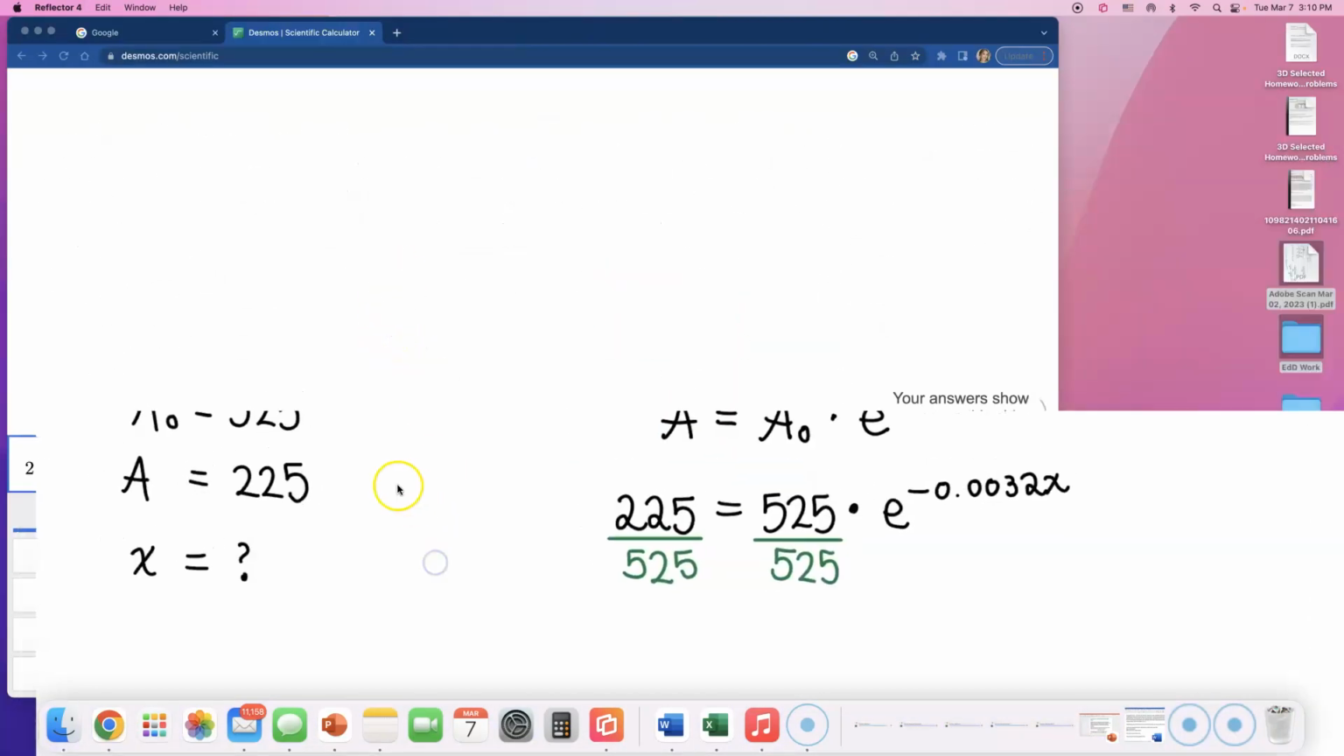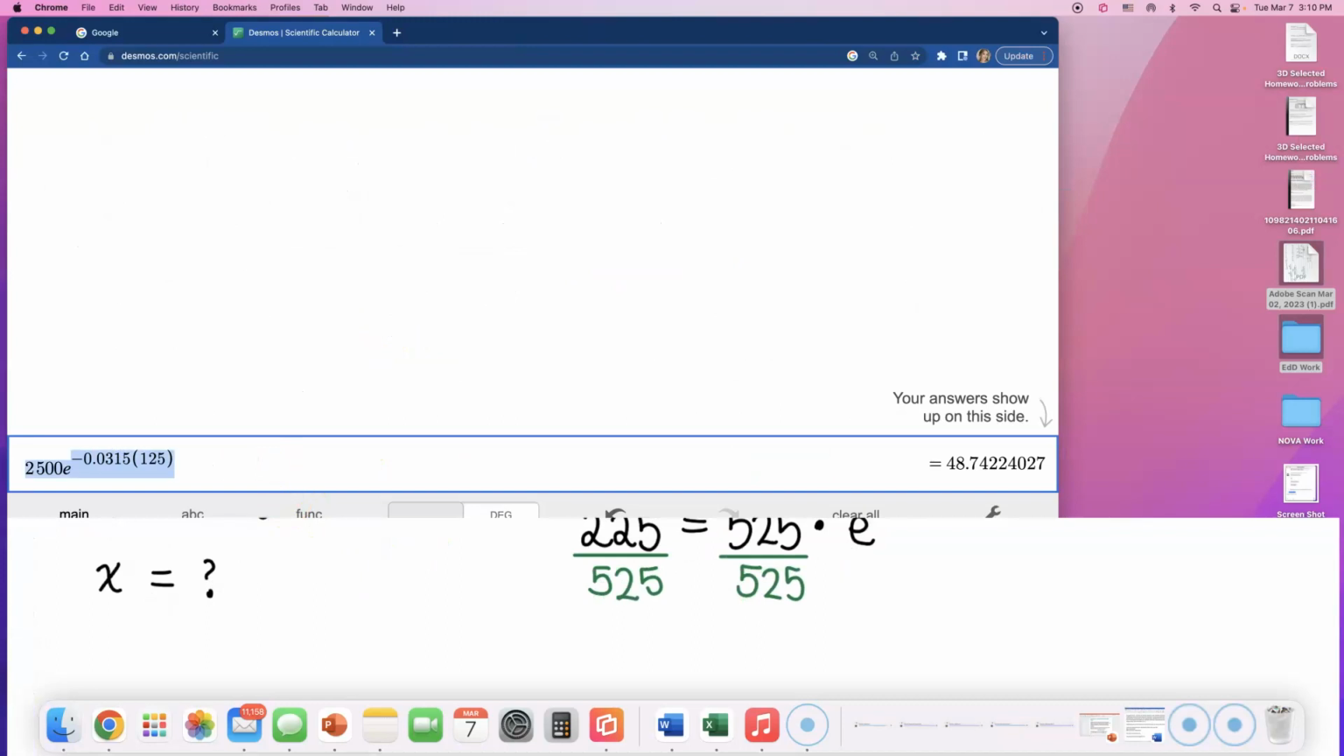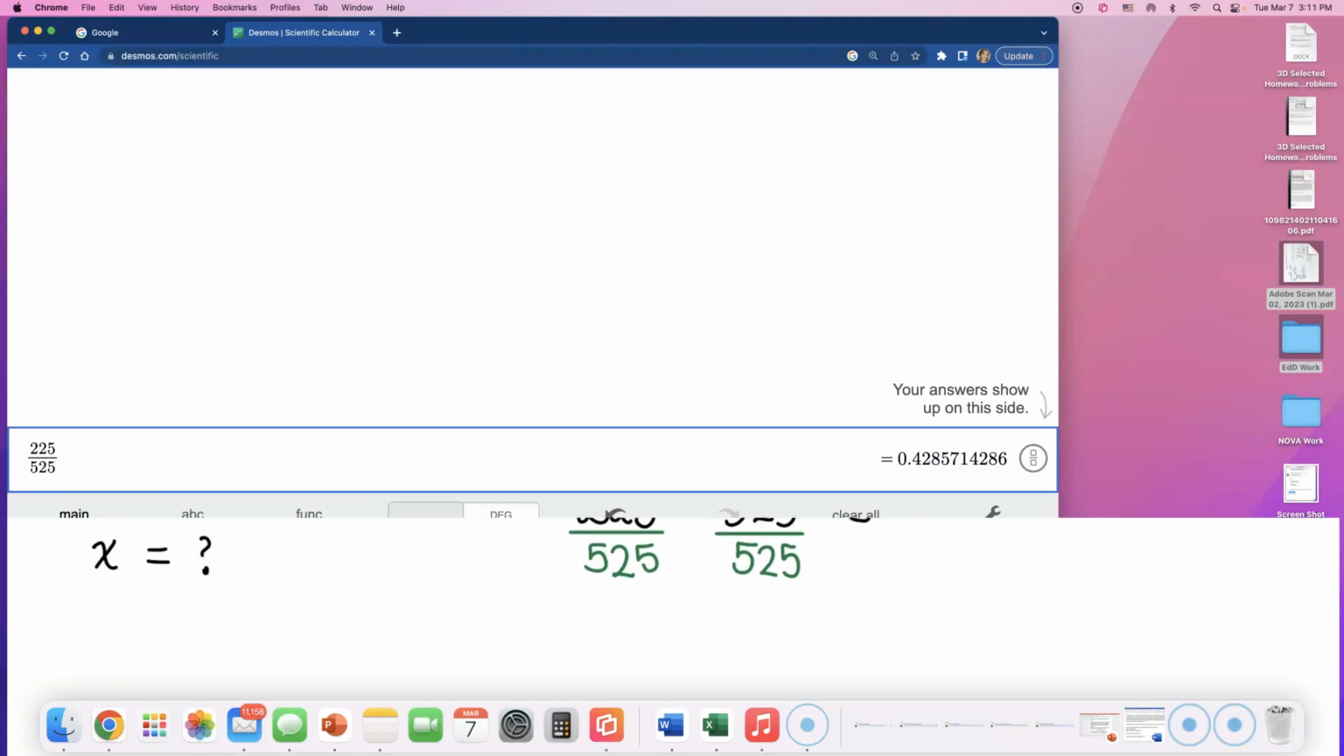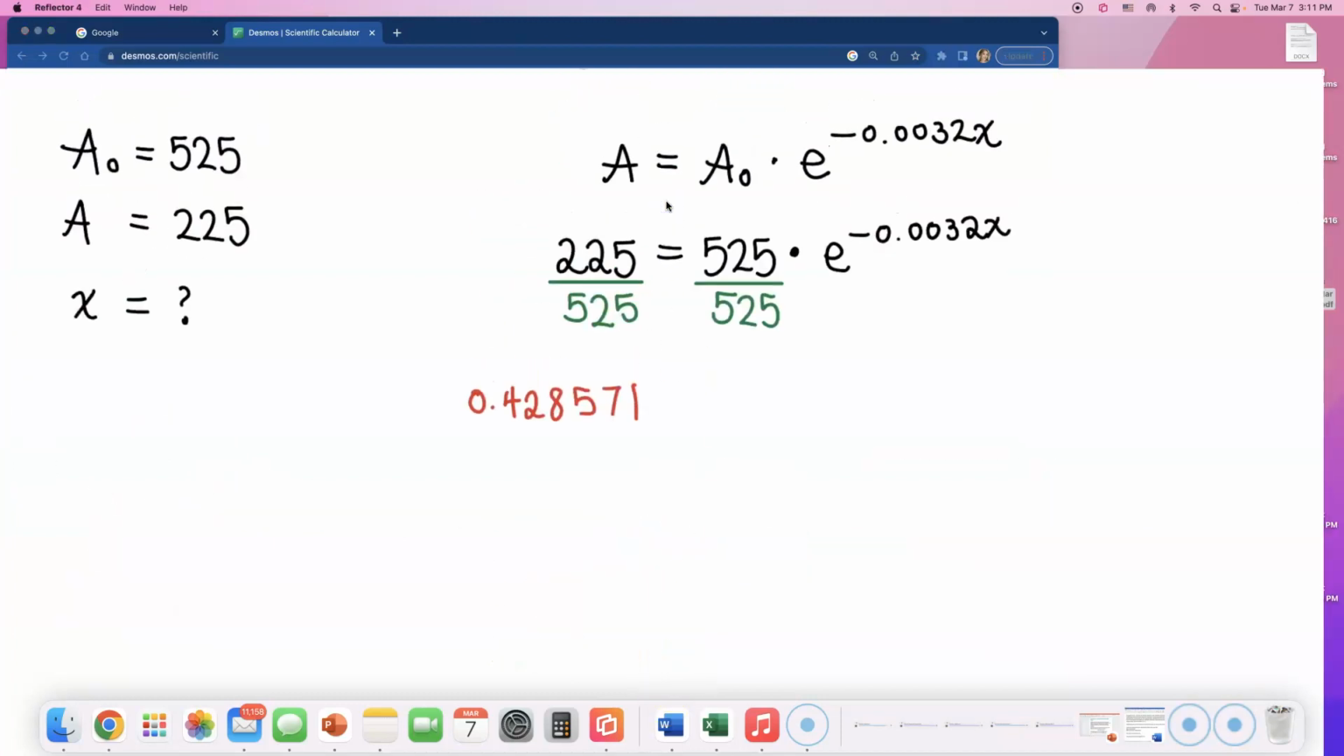All right, on the calculator, I'll do a division, okay? 225 divided by 525. Oh gosh, okay. It's not that nice, but it's all right. I'll write that down. The decimal is about 0.428571. I'll just round that much, okay? And this equals this exponential term. Just bring this down now.